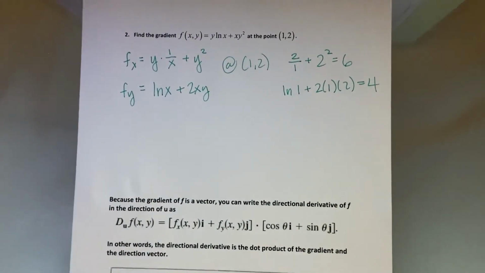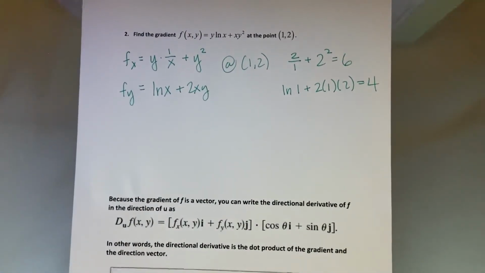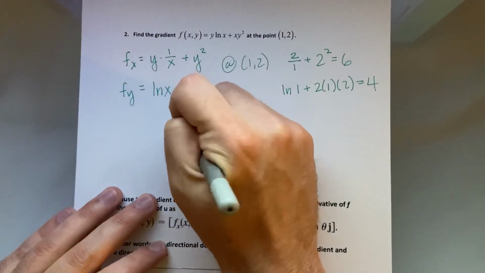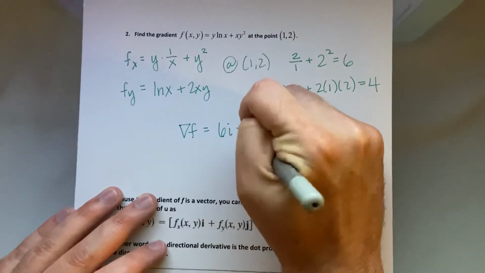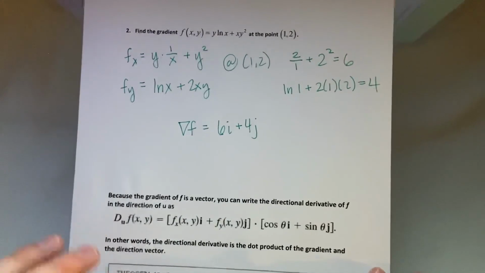Now, all we do here is the x partial derivative goes with i, the unit vector in the x direction. The y partial derivative goes with j, the unit vector in the y direction. So my gradient of f is 6i plus 4j at the point (1, 2).